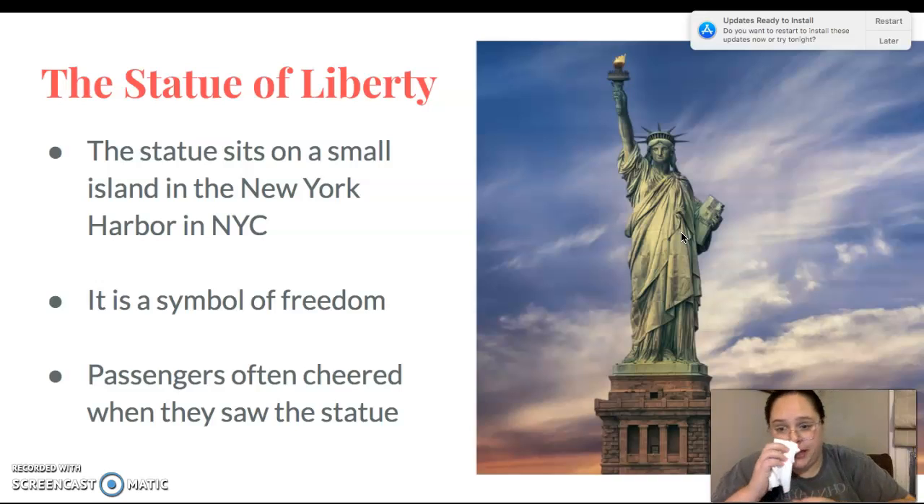We have the Statue of Liberty, a statue that sits on a small island in the harbor. Often when the boat was coming into the New York Harbor and the immigrants first saw the statue, there was lots of cheering and excitement, because it is a symbol of freedom. The Statue of Liberty represents all of the freedoms and rights that we have as Americans. So this was often a symbol that got people really excited that they were finally here. They made the journey and they were on their way to a better life.